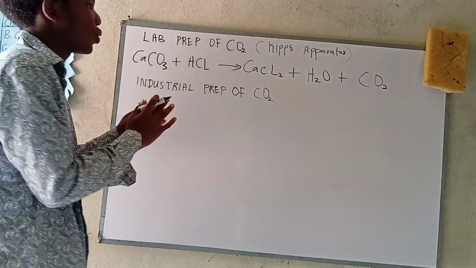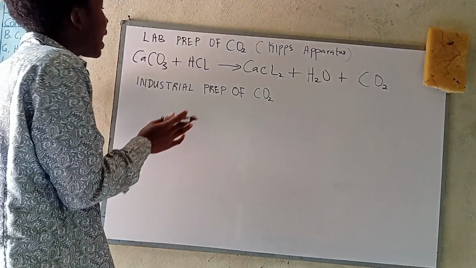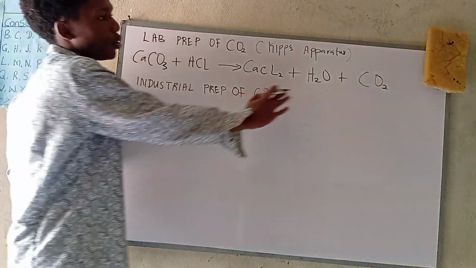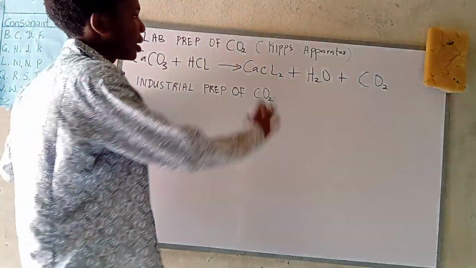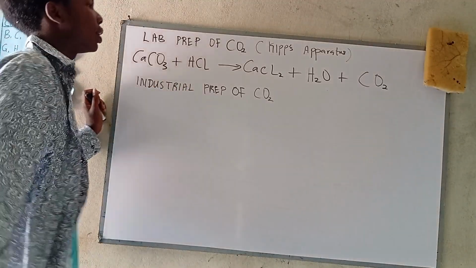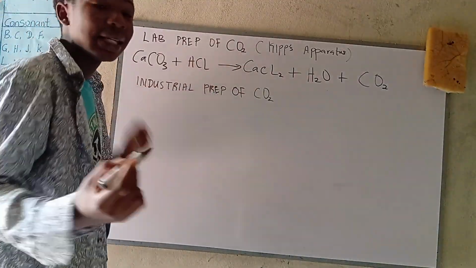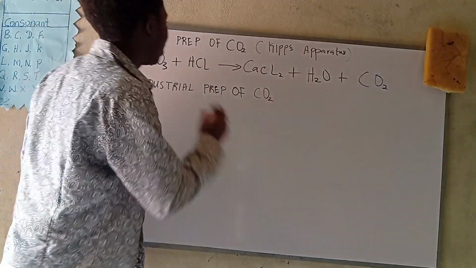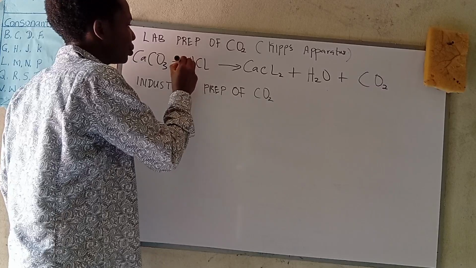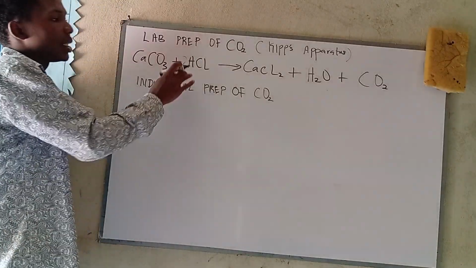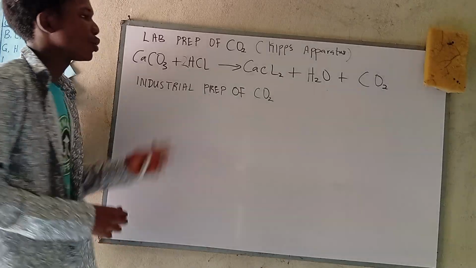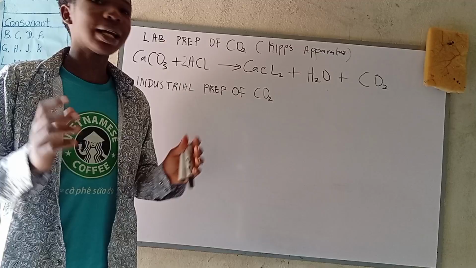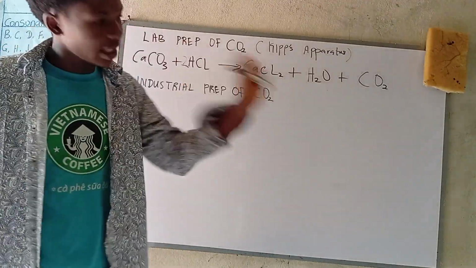But from the look of things, this equation is not balanced yet. We have 3 oxygen here, and 1 plus 2, 3 oxygen on the other side. We have 2 hydrogen here, 1 hydrogen there. We have 2 chlorine here, 1 chlorine there, and 1 calcium, 1 calcium. So what we have not balanced yet is our chlorine and our hydrogen. So we put 2 here, making the hydrogen 2 and the chlorine 2. So we balance this equation. Whenever we are talking about the laboratory preparation, we are talking about this reaction.